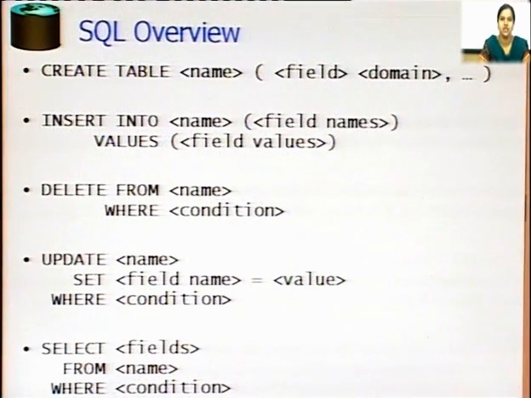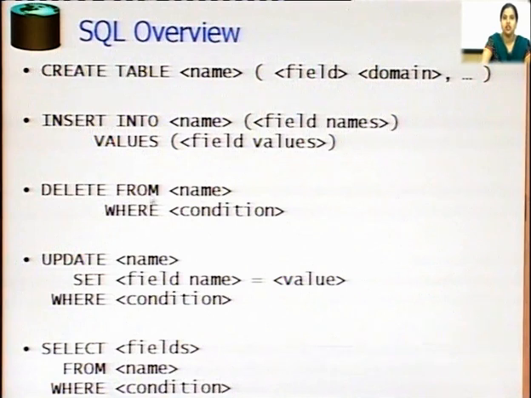Now here are some examples of DDL. Create table. What is the syntax to create the table? Create table, table name, whatever table name you want to give, then the fields, then their domain. To insert the data, the command is insert into table name, then field names, and the values that should be assigned to these field names.